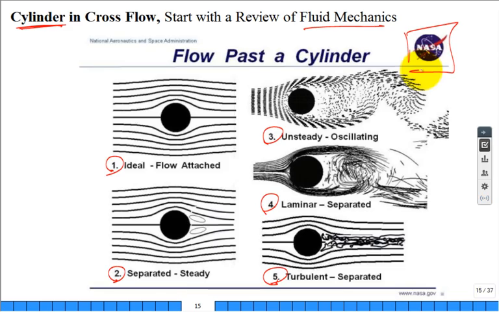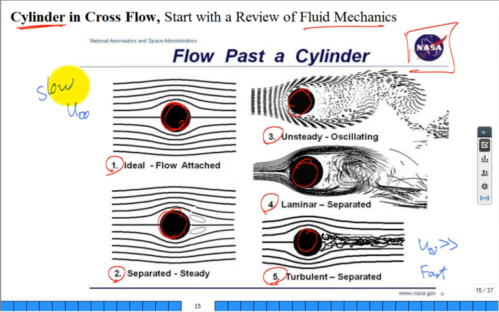Do they change the diameter of the cylinder in these 5 cases? Not really. What are they changing in these 5 cases? U infinity, the approach speed. Leave the cylinder at rest and change your approach speed. Which one has the highest approach speed, case 1 or case 5? Case 5. U infinity is very, very large. It's fast flow, and this over here is very slow flow.